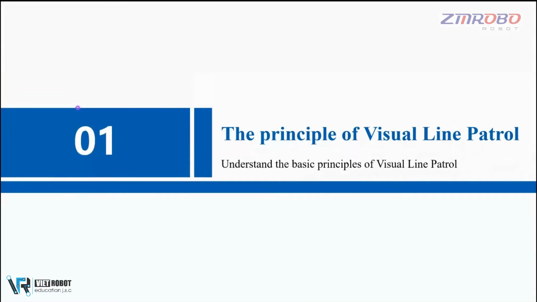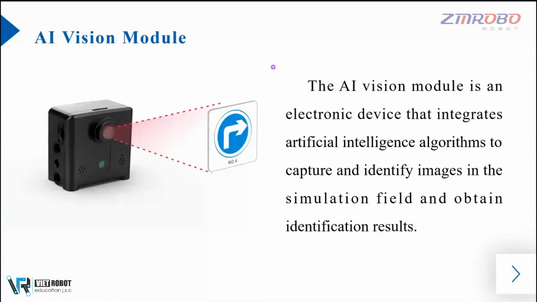Next, let's learn the basic principles of Visual Line Patrol. If you want the robot to implement the Visual Line Patrol, you need to use the AI Vision module. The AI Vision module is an electronic device integrated with artificial intelligence algorithms, which can collect and recognize images in the simulation site and return the recognition results.